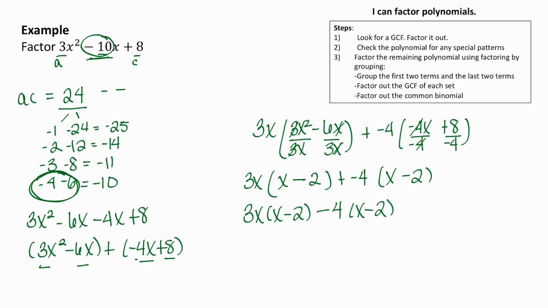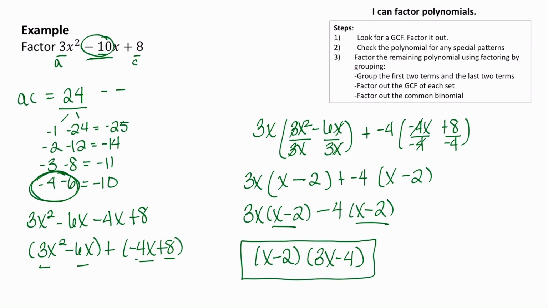I'm going to pull out this common factor of x minus 2. So that's my first factor, and then I have this 3x minus 4 that remains. So 3x minus 4. So that is my factored form of this polynomial. I did not have a GCF that I need to add in, so that is the final factored expression.